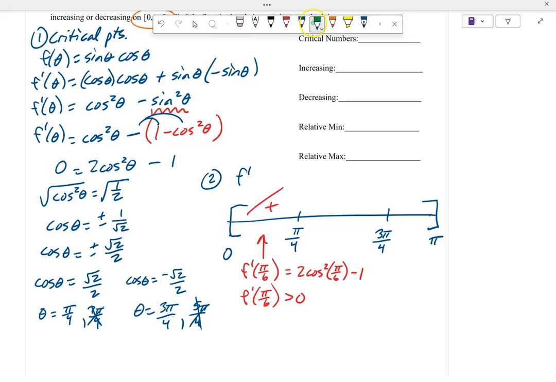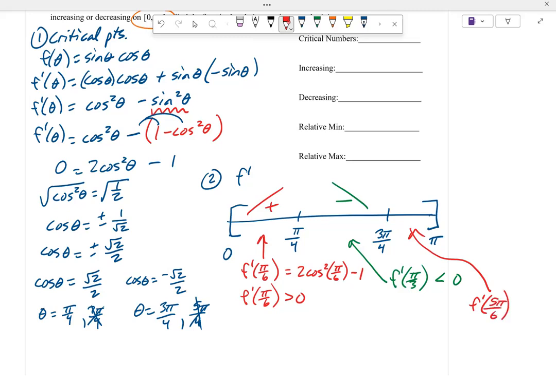I'm going to throw in something between pi fourths and 3 pi fourths. How about pi thirds? F prime at pi thirds would be between pi fourths and 3 pi fourths, and that'll end up being negative. Again, throw it into the derivative. Now I'm going to pick something between 3 pi fourths and pi. So how about 5 pi 6?